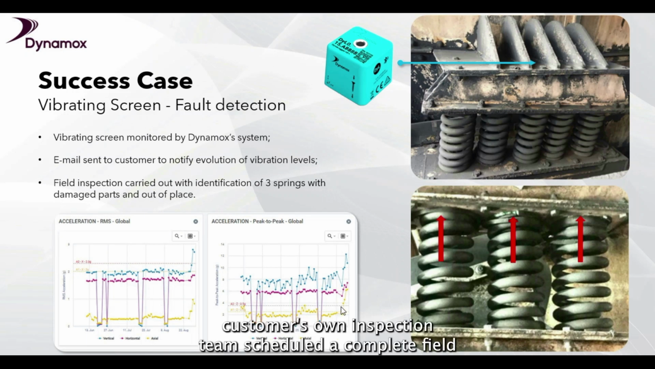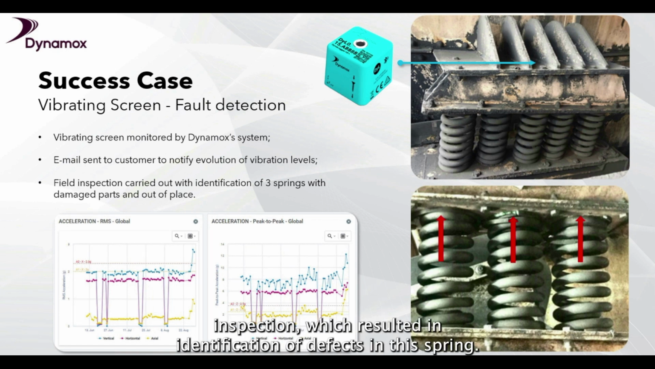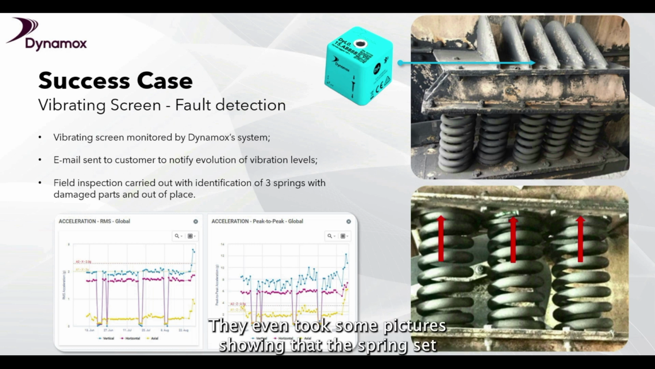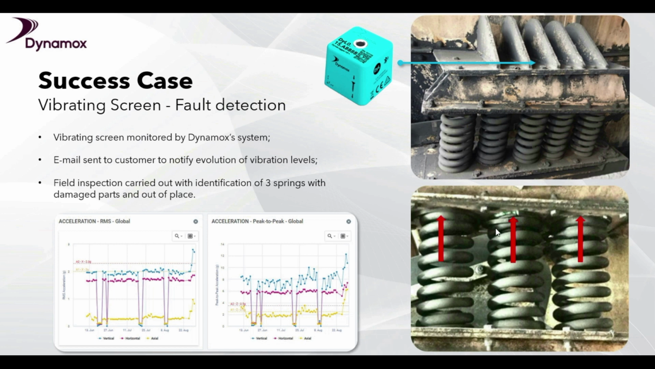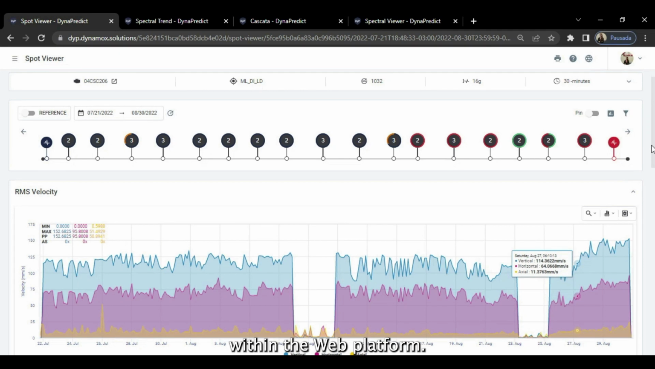As a result, the customer's own inspection team scheduled a complete field inspection, which resulted in the identification of defects in this spring. They even took some pictures showing that the spring set was already damaged, including some springs out of the place, as we can see here. Now, I'm going to show you guys the graphs in real time within the web platform.